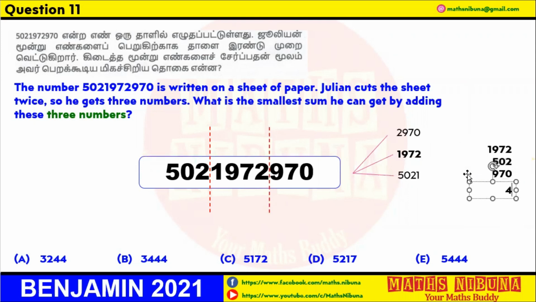Write down here. 2 plus 2 is 4. 7 plus 7 is 14, balance 1. We have 9 plus 9 is 18, 18 plus 1 is 19, carry 1, 4. And then this one is 3. 2 plus 1 is 3. So the smallest possible number you can create from here is 3444.